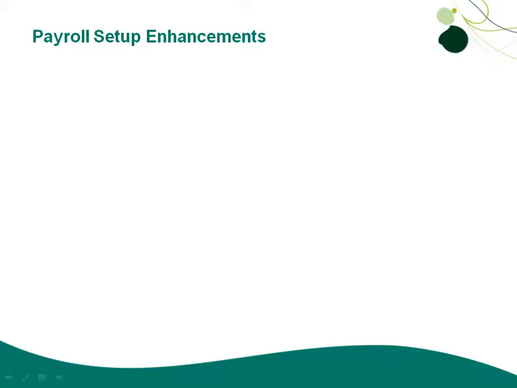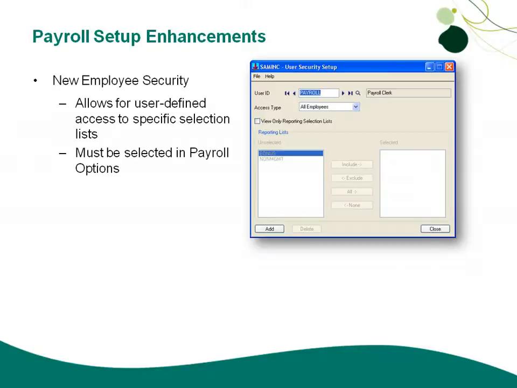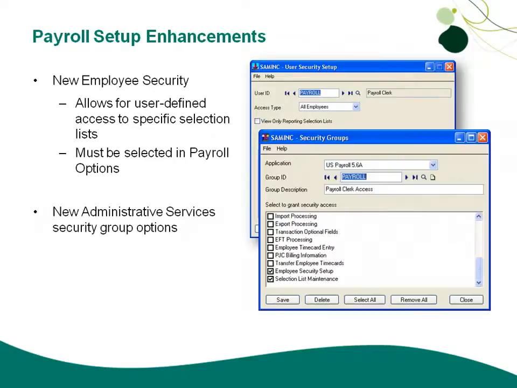One of the big changes in Payroll version 5.6 is that we've added a new employee security function that will allow us to assign users to specific employees via their selection list so that they can only see those employees on their inquiry screens, on their setup screens, and on reports. This feature, in order for it to be used, must be turned on in Payroll Options. This also means that there are some new administrative services security group options for the Payroll module.